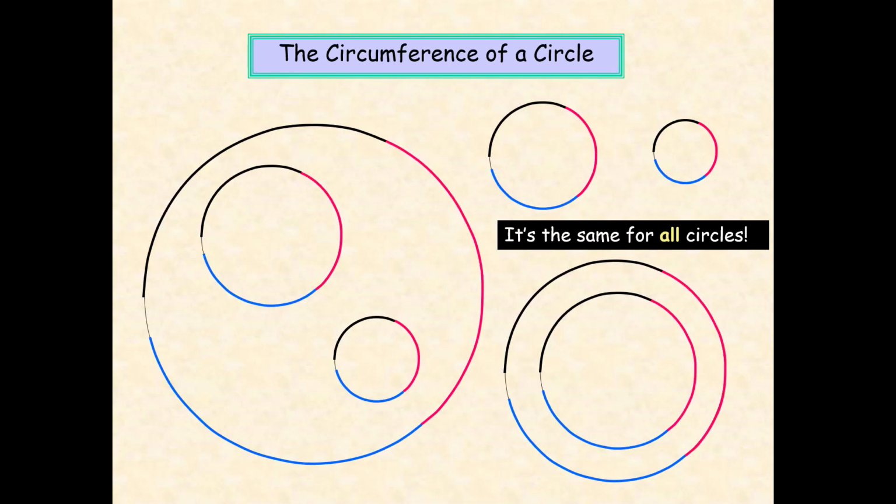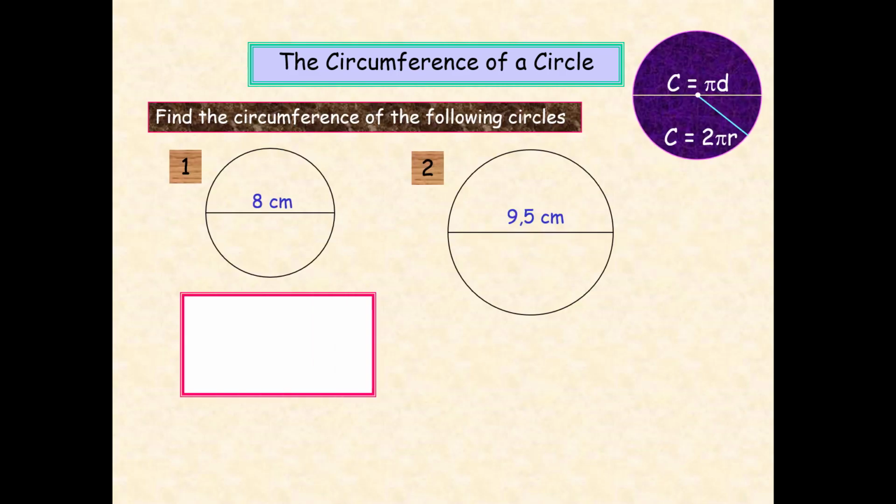Check it out, for all circles, big or small, the diameter fits 3 and a little bit into the circumference of a circle. Let's practice. Always start with your formula. Circumference is pi times the diameter. Use substitution. It's pi times 8. And that is equal to 25,1 centimeters. Note your unit is centimeters and not square centimeters, since it's the distance around the shape.